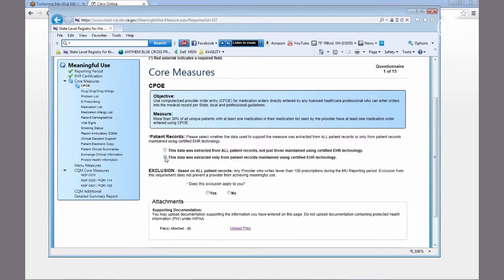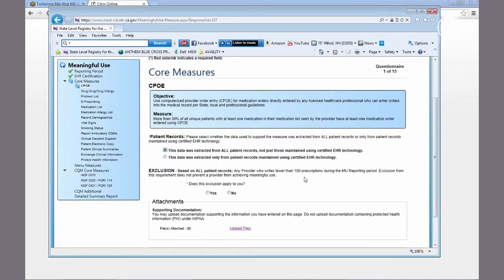The first measure is Computerized Provider Order Entry, CPOE. You must first select the source of the data that is being used to support this measure. The first button is for data that was extracted from all patient records, not just those maintained in a certified EHR. For instance, if the data source included patient records that are on paper and not in the EHR, you would choose this button. If the data was extracted only from patient records maintained in a certified EHR, select the second button. It is most likely that you will click on the second button.